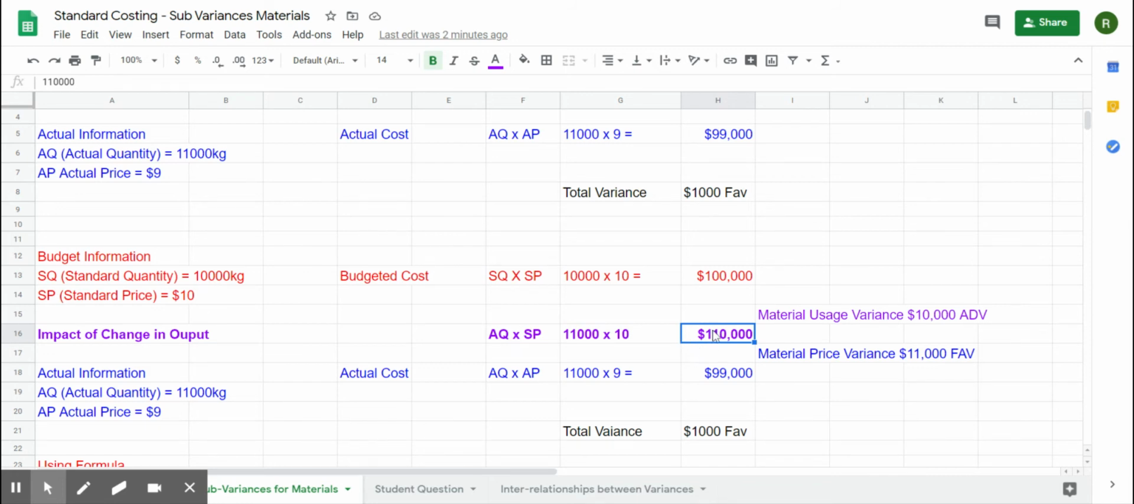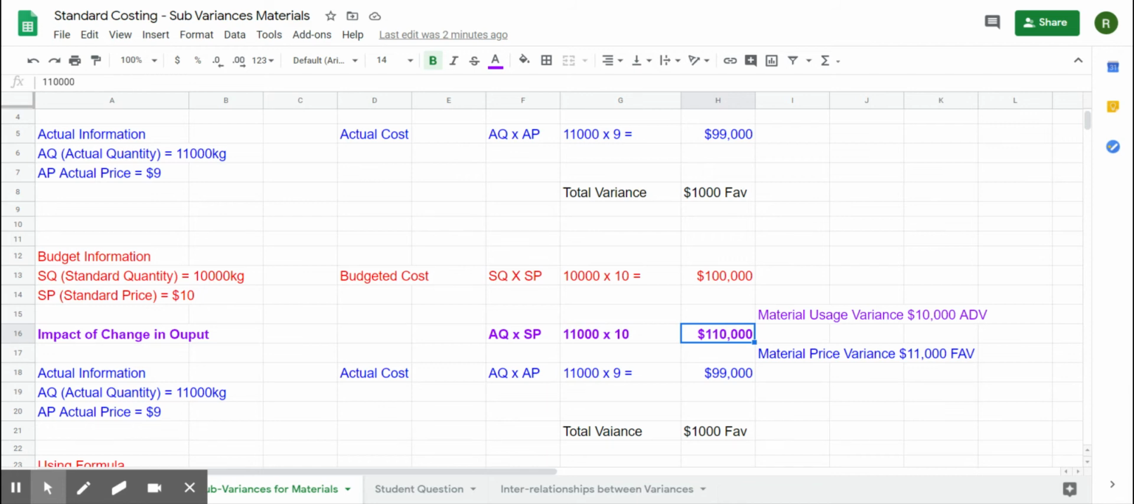And then if we compare that figure with the original 99,000 for the actual total cost of the raw materials, well, there we can see that there's a decrease from 110,000 down to 99,000. So the material price variance, the difference due to the price, is actually 11,000 favourable, and the overall difference is 1,000 favourable.